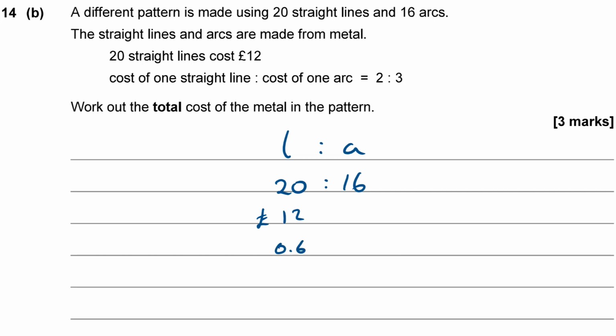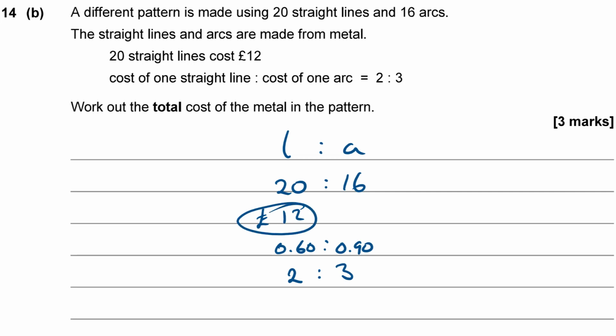And we know that the cost of straight lines to the cost of arcs is in the ratio of 2 to 3. So if lines cost 60, then how much do arcs cost? Well, if it's in a ratio of 2 to 3, then the arcs are going to cost half as much again, aren't they? They're going to cost 90 pence. So each arc is going to cost 90p, and each straight line is going to cost 60p.